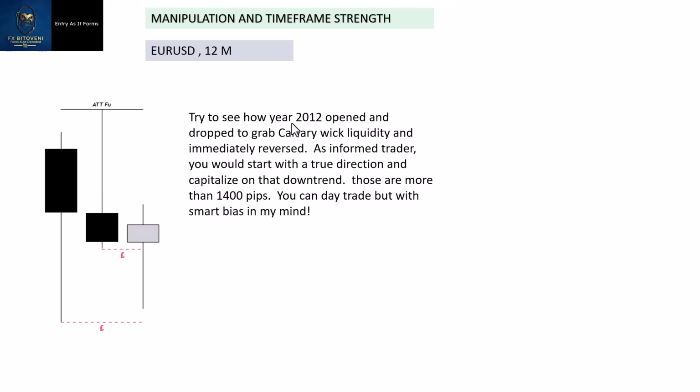So try to see how year 2012 opened and dropped to grab Calvary weak liquidity and immediately reversed. As an informed trader, you would start with the true direction and capitalize on that downtrend. Those are more than 1,400 pips. You can day trade, but with smart bias in mind.